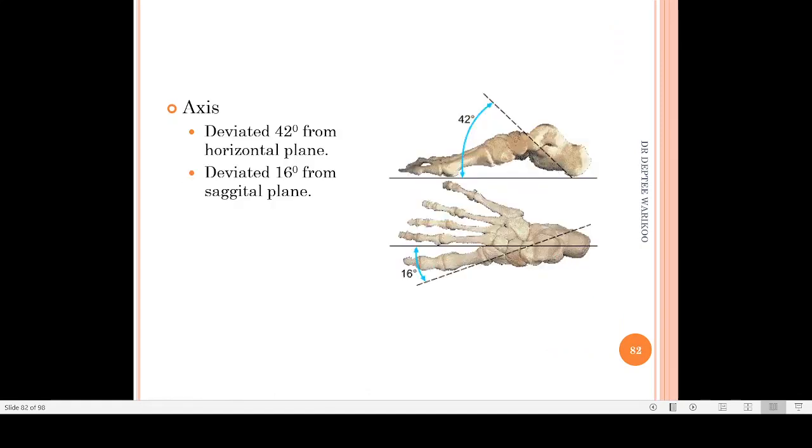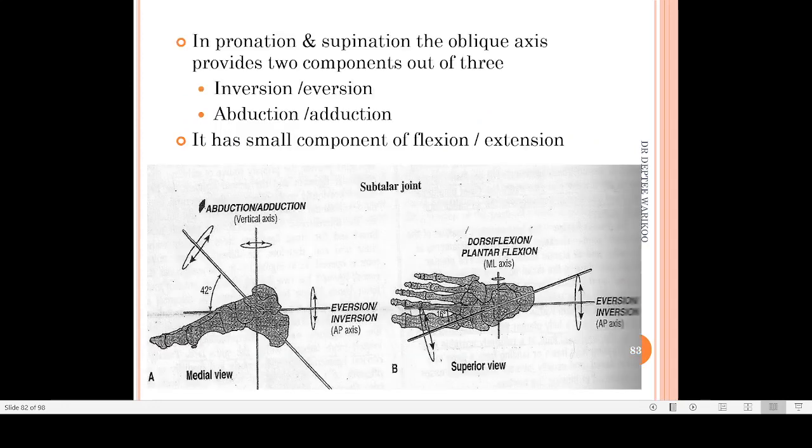The axis is deviated 42 degrees from the horizontal plane and 16 degrees from the sagittal plane, same as you see in the talocrural joint. The deviations cause a proper pronation and supination. So in pronation and supination, the oblique axis provides two components out of the three. First, inversion, eversion. Second, abduction, adduction. So it has a small component of flexion, extension also along with it.